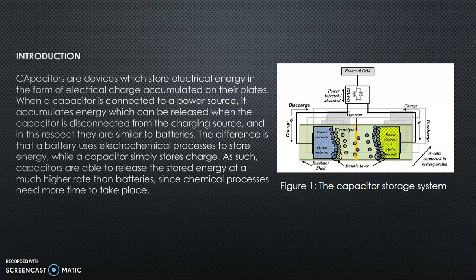The difference is that a battery uses electrochemical processes to store energy, while a capacitor simply stores charge. As such, capacitors are able to release the stored energy at a much higher rate than batteries, since chemical processes need more time to take place. As we can see in figure 1, the capacitor's storage system process.